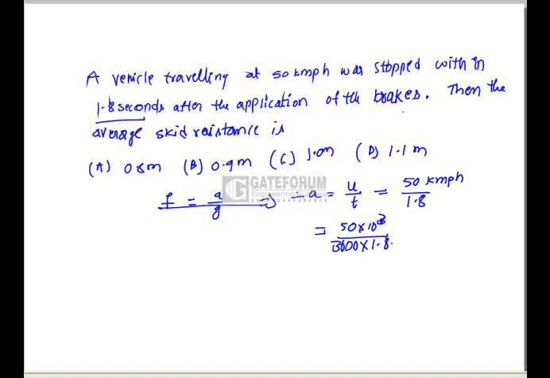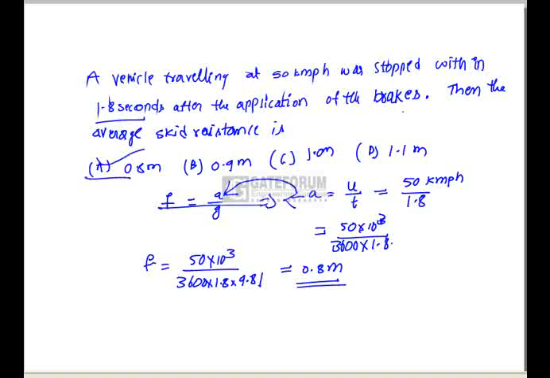By substituting this A in this equation, we get F is equal to 50 into 10 cube by 3600 into 1.8, into 9.8 per second square, that is equal to 0.8. So option A is correct.